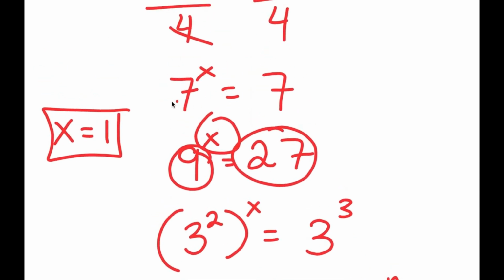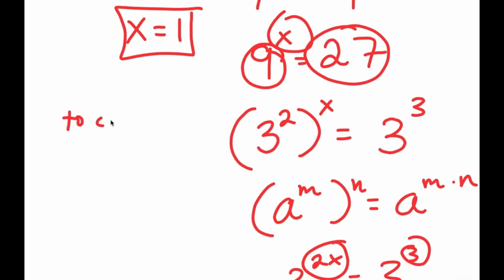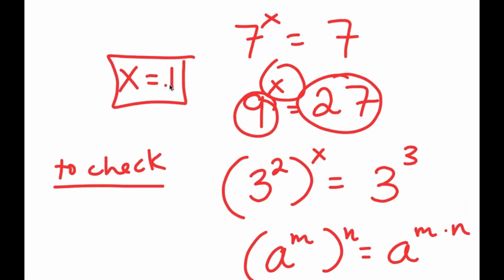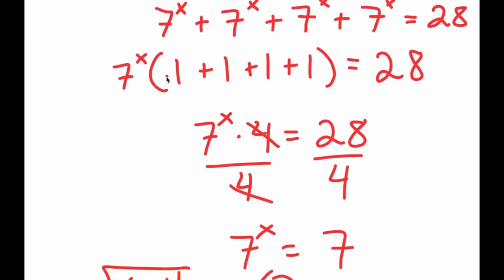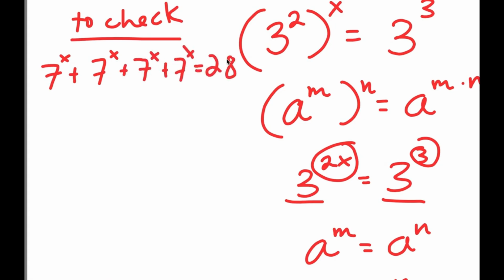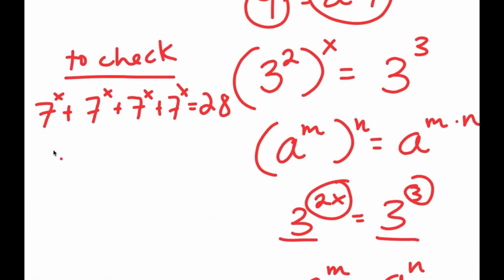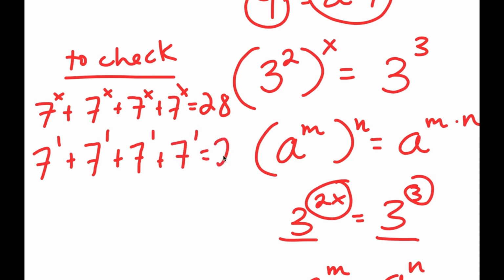Now going back to this problem, we got x equals 1. So now, to check, and it's very important to always check your answer in an equation because you may have gotten it wrong. My equation was 7 to the power of x plus 7 to the power of x plus 7 to the power of x plus 7 to the power of x is equal to 28. So we got that x equals 1. If I plug in 1 for x, I get 7 to the power of 1 plus 7 to the power of 1 plus 7 to the power of 1 plus 7 to the power of 1 is equal to 28.